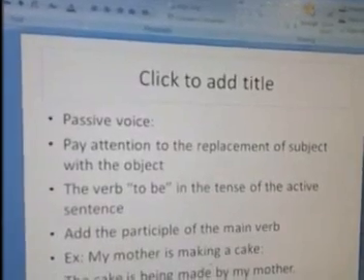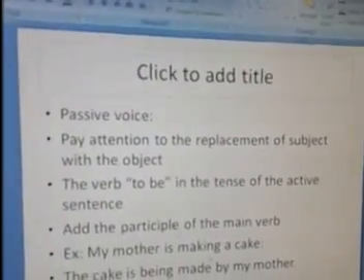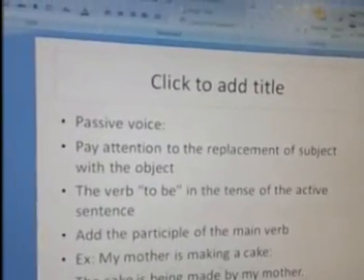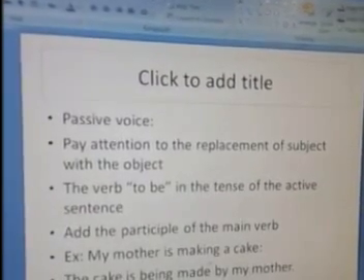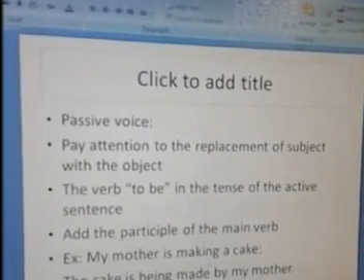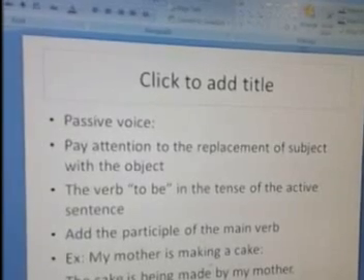Also, you have to deal with the participle of the main verb. For the ones of you who do not remember the participles, you just turn the book on the back page and you'll find there the participles of some irregular verbs.